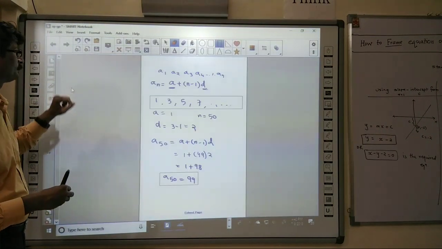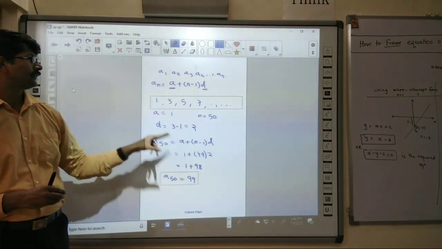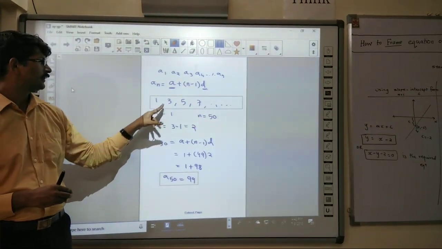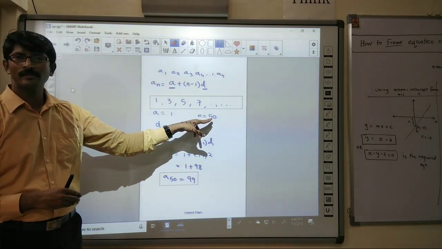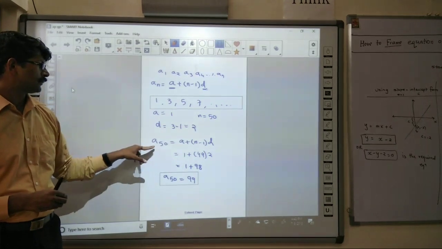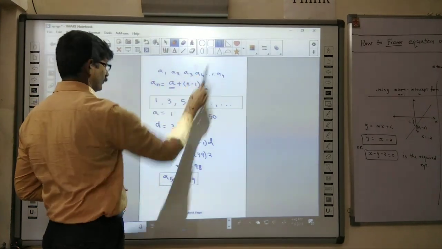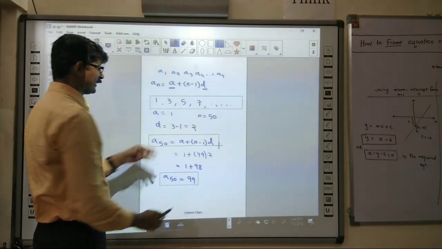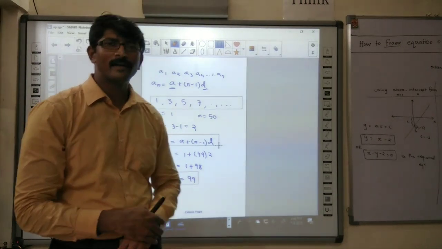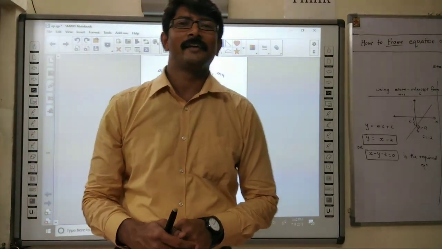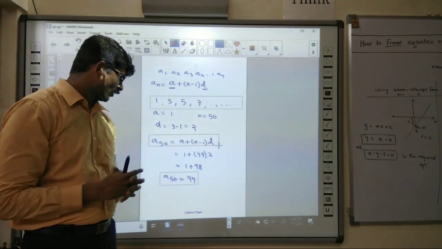Isn't it nice? We had been given one series, 1, 3, 5, 7. I wrote the first term, which is A. Then we wrote D, which is 2. Then we wrote which term we were to find, that is the 50th, so A50. We wrote the formula, then just plugged in the values, and that is how we get the 50th term. I hope students are liking it. In case you have doubts or difficulties, put them in the comment box.